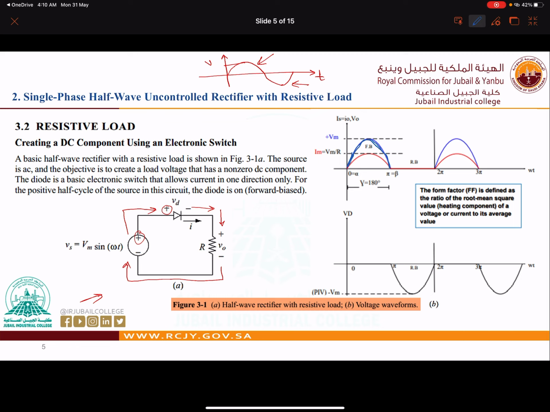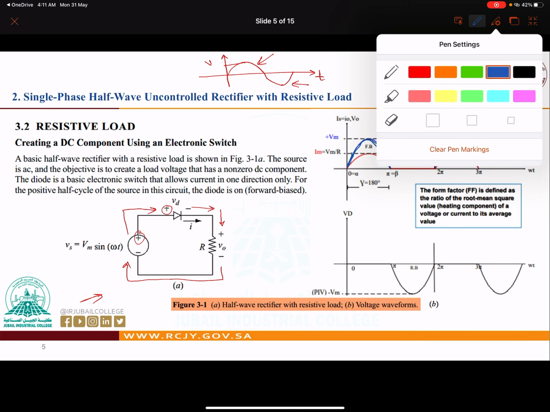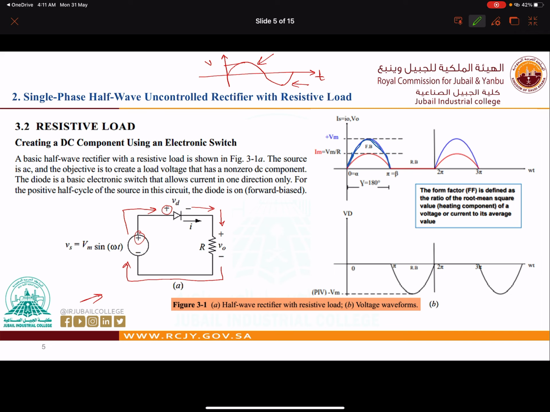Now, for the current, I'm going to draw the current with the green color, okay? For the negative part, now for the negative part here, shabab, this is the negative part, okay? Now, of course, it will go from minus, right? Now we are going from minus. Let me draw it like this, okay? I will go from here. I will go up, right? I will go through the resistor, and I will go here.